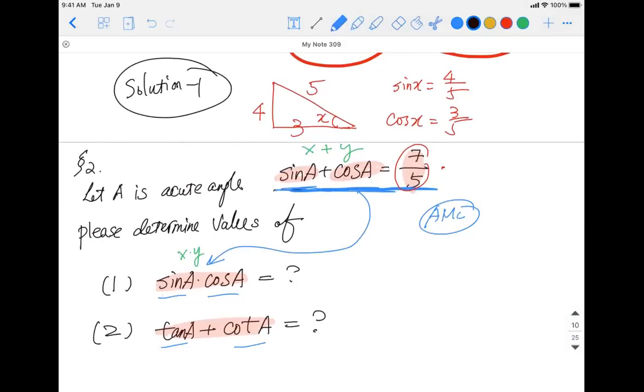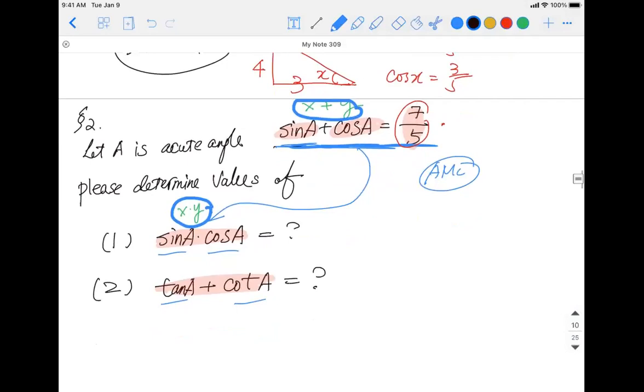Instead of guessing, we need to find out a relationship between sine plus cosine, or x plus y, and x times y, or sine times cosine. So that being said, here is another very important conditional reaction. For every single problem, we just want to teach you a conditional reaction in trigonometry.